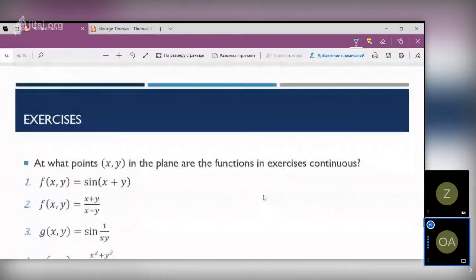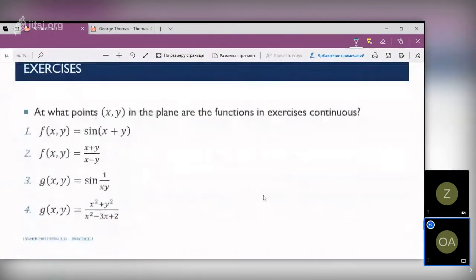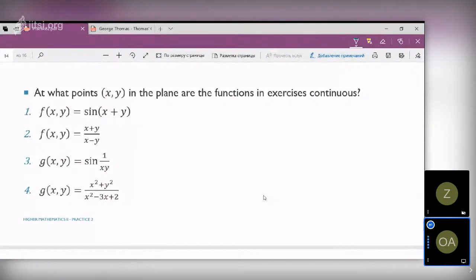Now, I will move to the next page for continuity. At what points x, y in the plane are the functions in exercises continuous? The first question says f of xy function is sine x plus y.